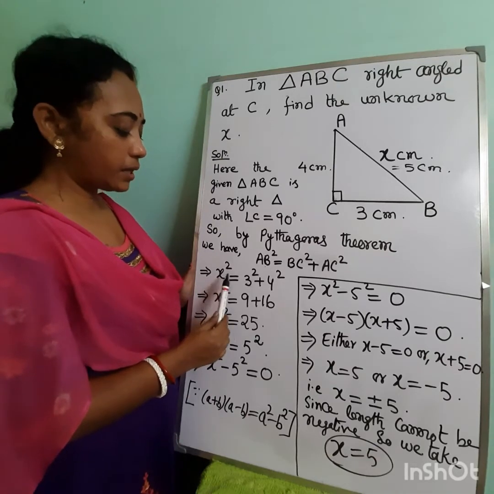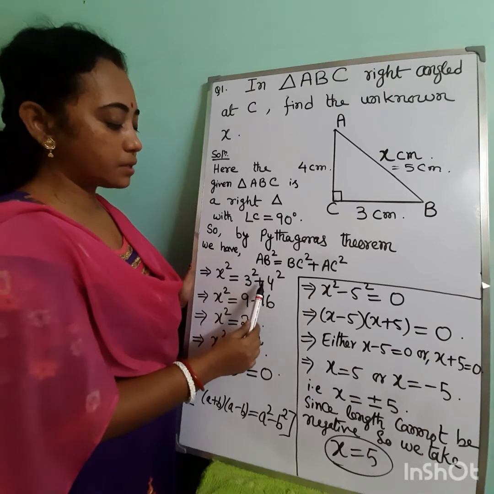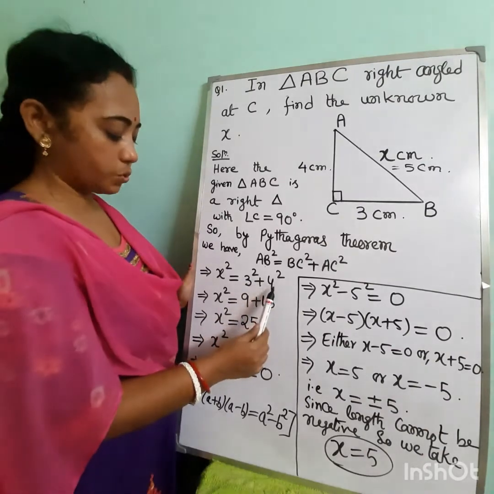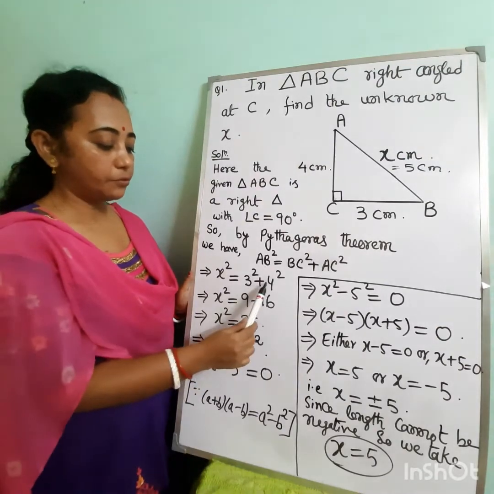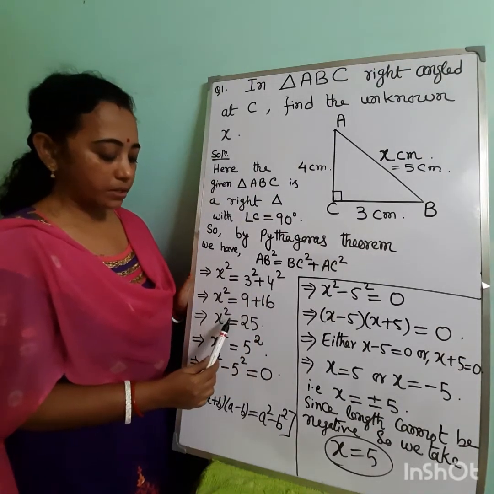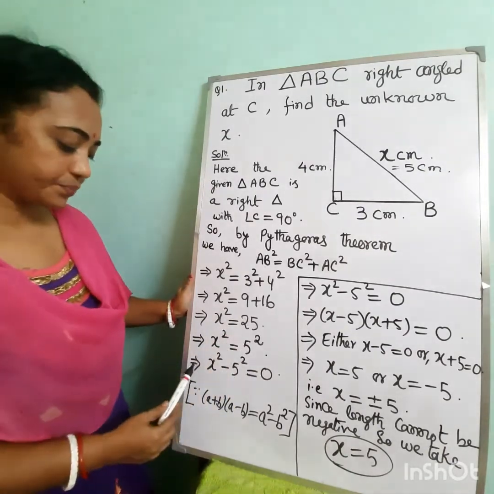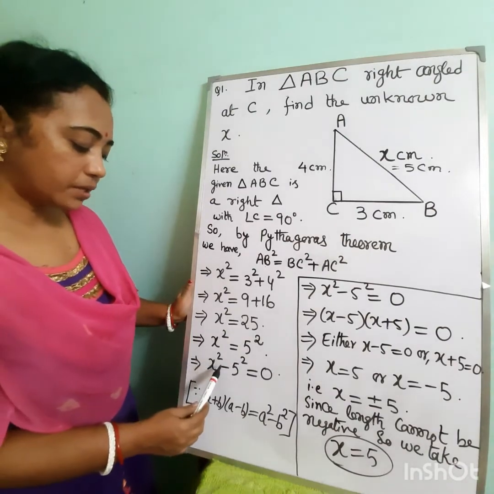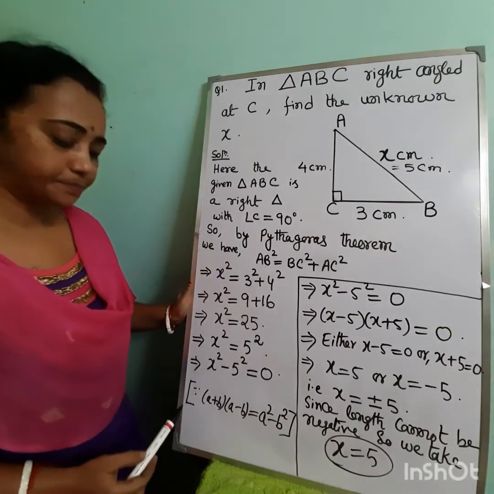So x square is equal to BC, which is 3. So BC square means 3 square, plus AC, which is 4, so 4 square. So x square is equal to 3 square, which is 9, plus 4 square, which is 16. So 9 plus 16 implies x square is equal to 25, which implies x square is equal to 5 square, which implies x square minus 5 square is equal to 0. So we are getting an equation.